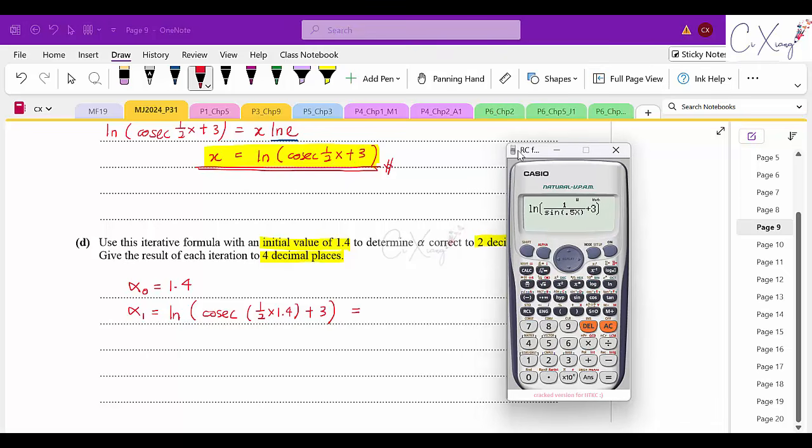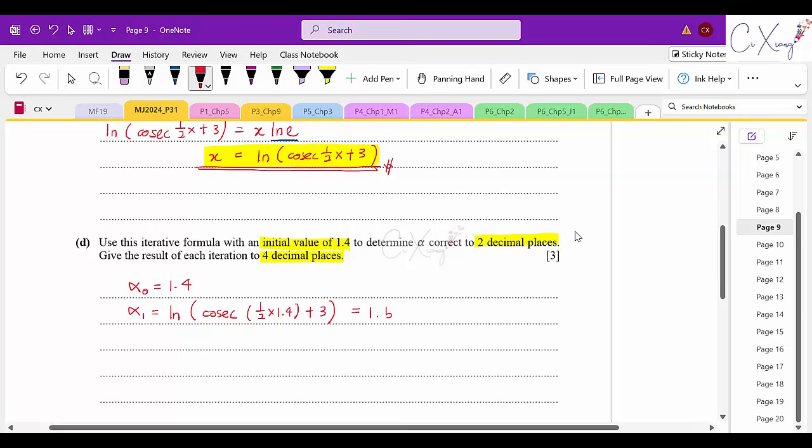So to get the values for each iteration, the first initial value is 1.4, right? After you key in the formula, press calculate, key in the initial value, which is 1.4, and press the equal sign. This is your first iteration, 1.5156268081. According to the requirement in the question, they want the iteration to 4 decimal places. So I will take the 4 decimal places answer, which is 1.5156.